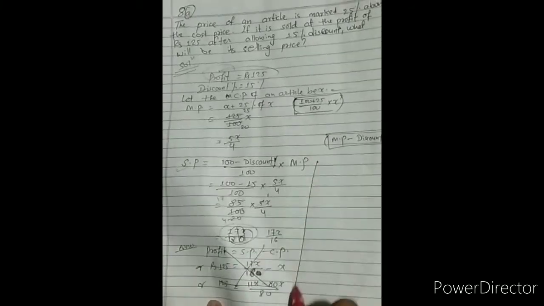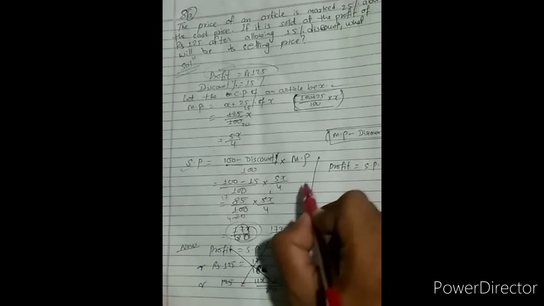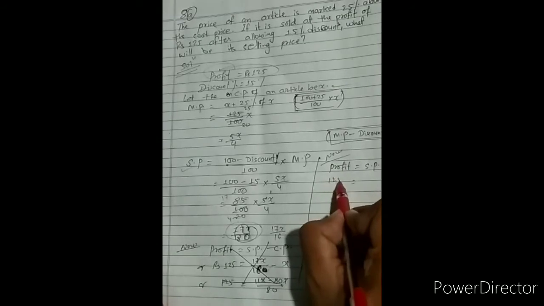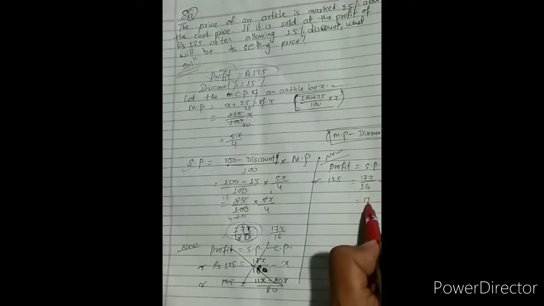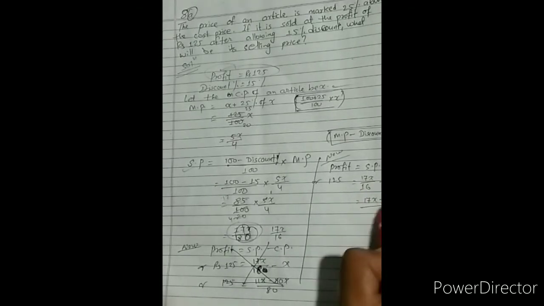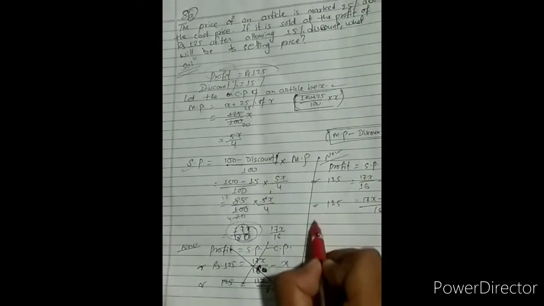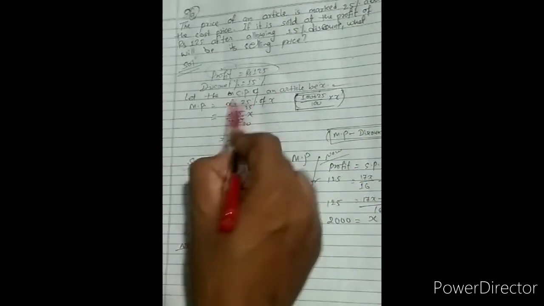Okay, I will do this again here. Profit is equal to SP minus CP. Profit is 125. SP we have got 17x by 16, and this is x. So 17x minus 16x by 16 equals 125. Now let's cross multiply. 125 into 16, that is 2000, is equal to 17 minus 16, which is only 1x. This is the value of x, which is the cost price.